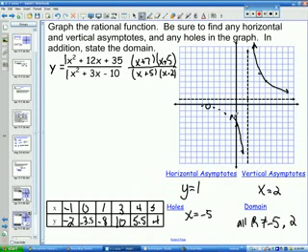Okay, so now we can graph this. Oopsie. And it's going to look something like that, obviously now with this mess here. Okay, so hopefully you guys got that. Good luck on the assignment.